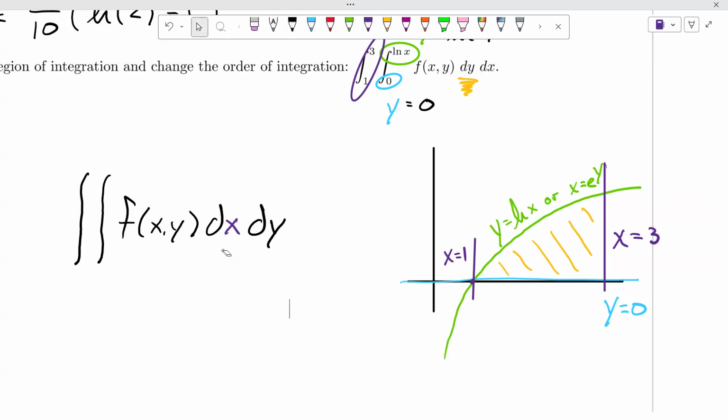So my new bounds should be right and left rather than top and bottom. I'm doing dx first. So my right bound is x equals 3. If I look to the right side of the region, that right side limit is x equals 3. And if I look to the left side of the region, it's the green curve, which written as a function of y is e to the y.